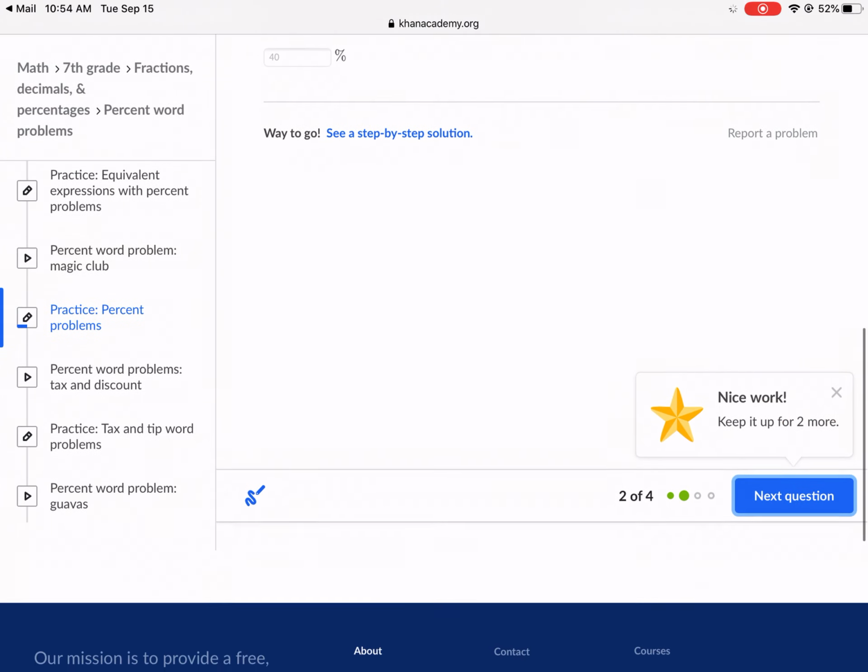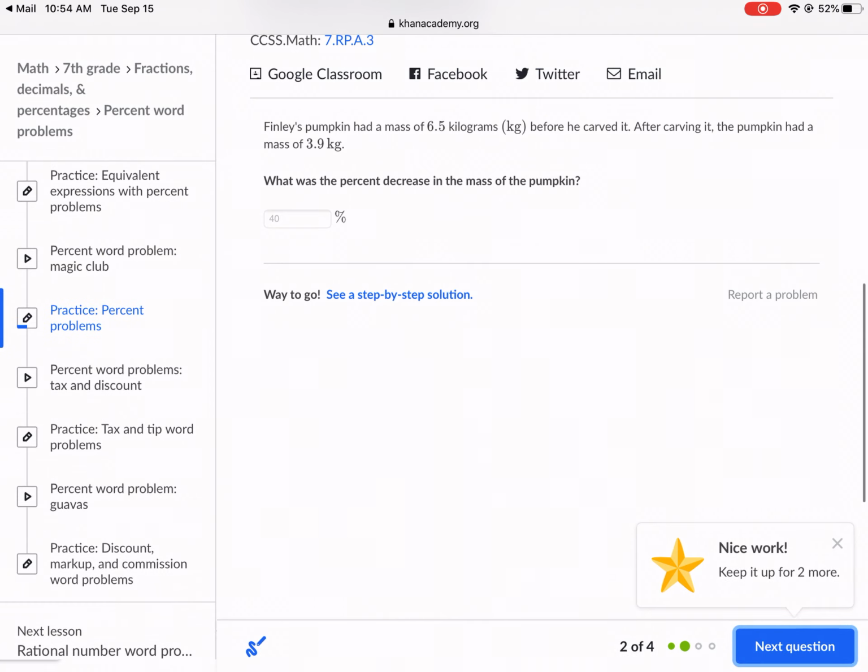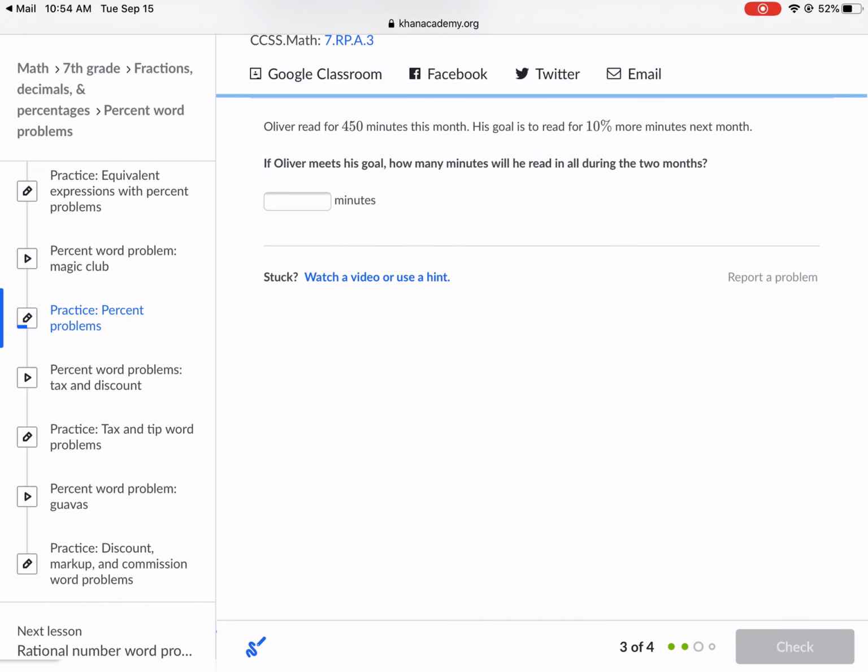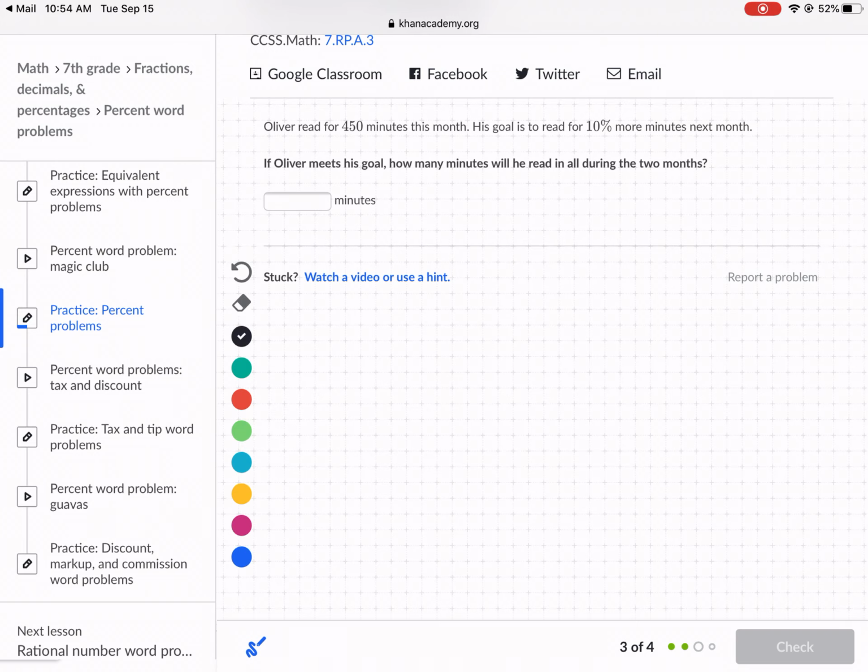All right, next question. Oops, screwed up. Oliver read for 450 minutes this month. His goal is to read 10% more minutes next month. If Oliver meets his goal, how many minutes will he read in all during the 2 months? Okay, so original and new. Always start with this. This is always a good place to start.